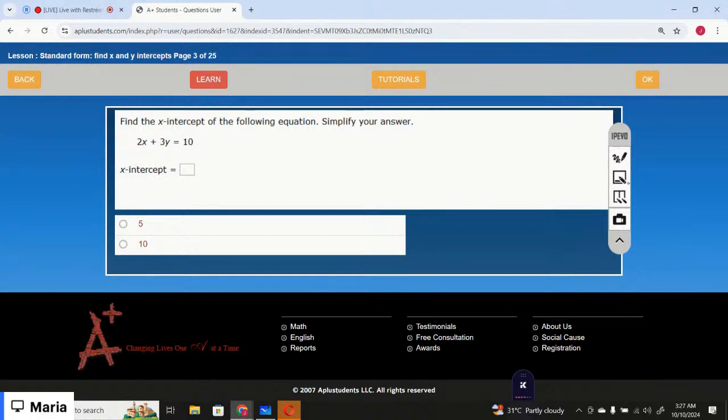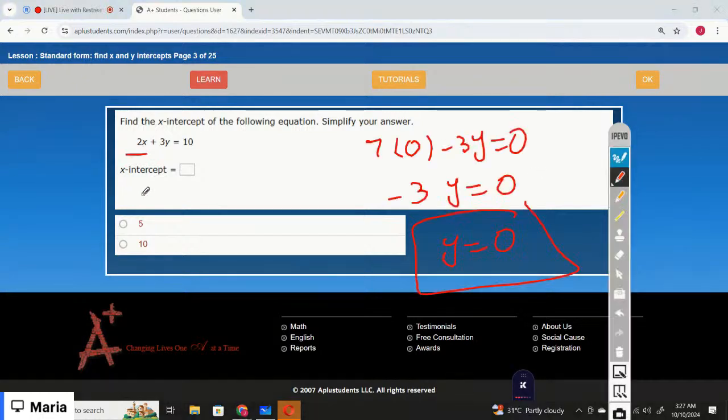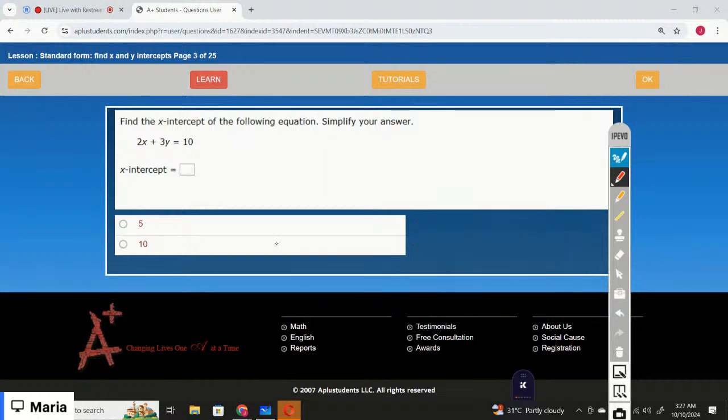So you need to calculate the x-intercept of the equation, right? Whenever we have to calculate the x-intercept of the equation, you need to put y equals 0 in the equation. So 2x equals 10. Divide both sides by 2. So x equals 5. Got it? So that means the x-intercept of the equation is x equals 5. Option number 1 is the correct option.